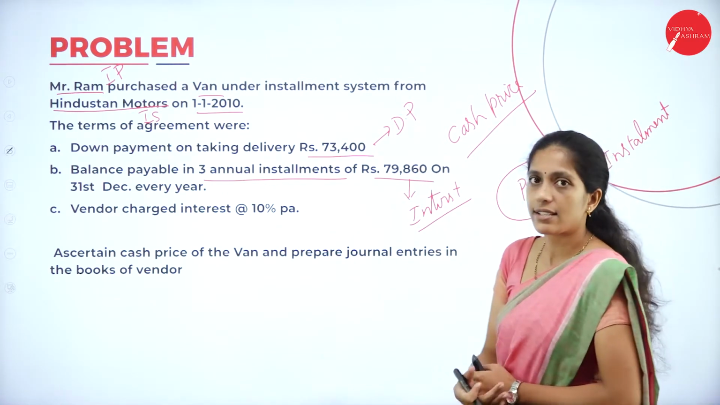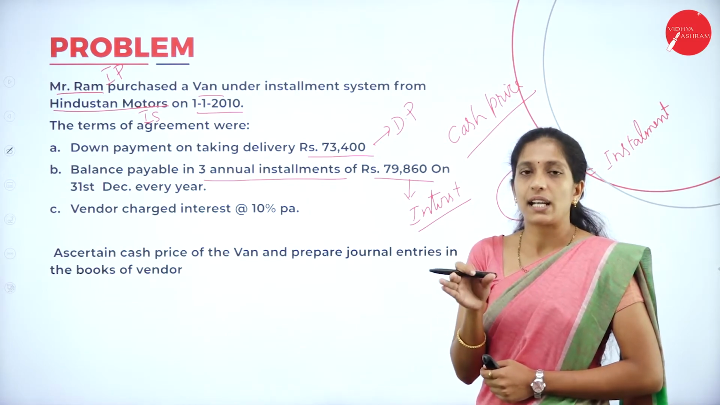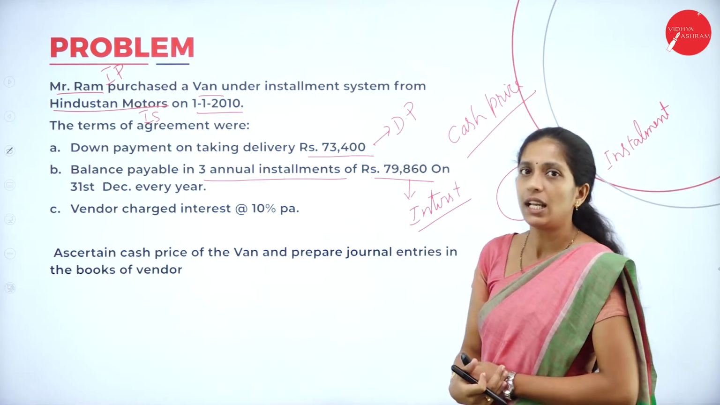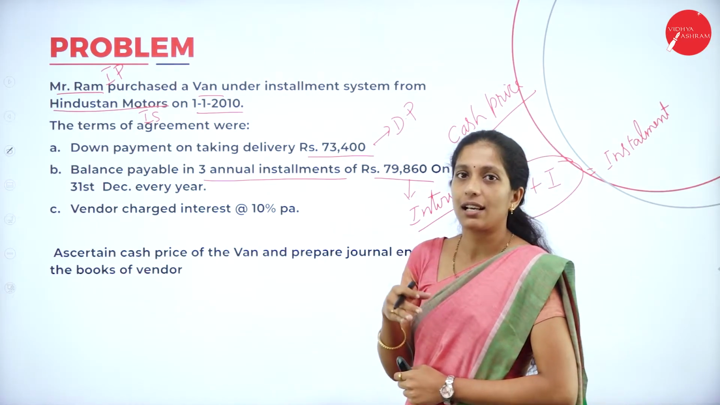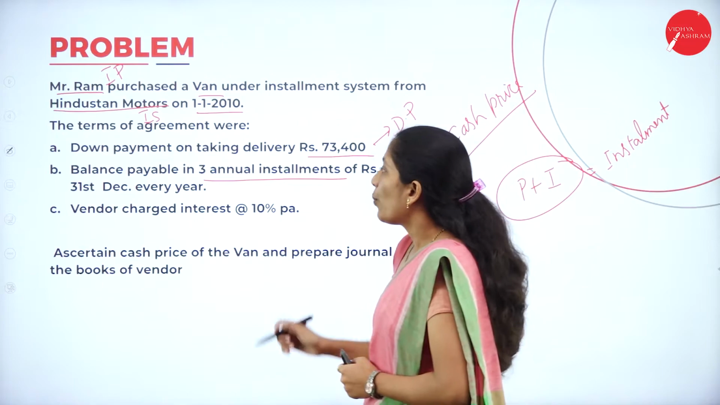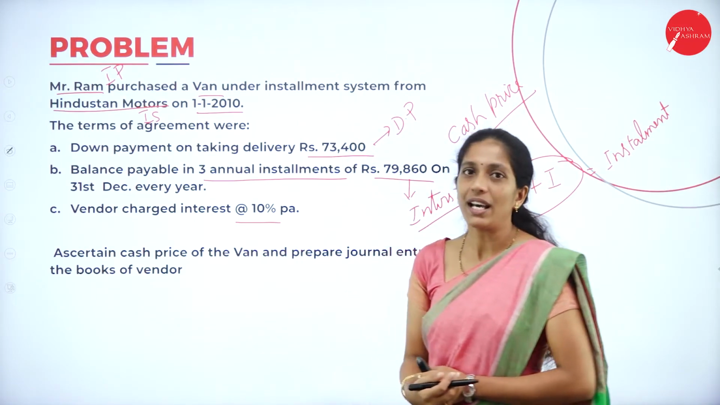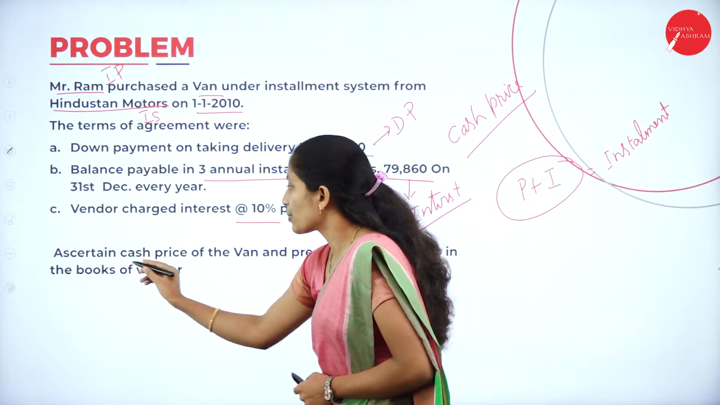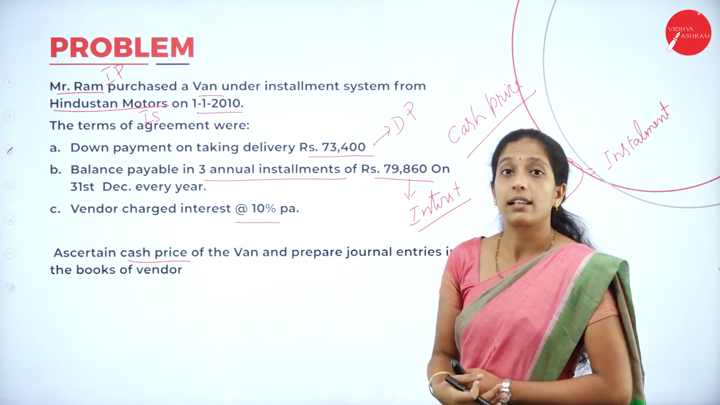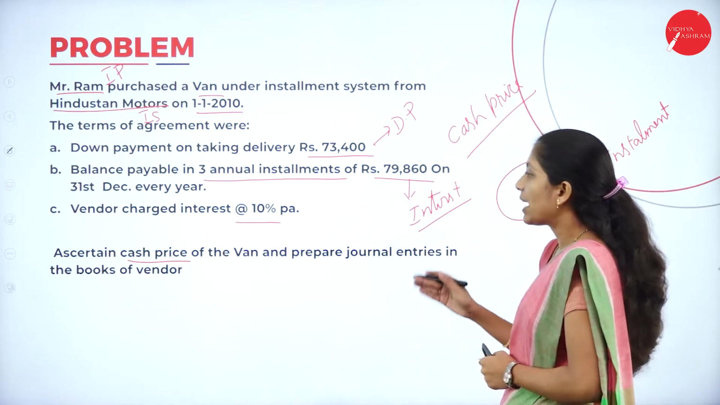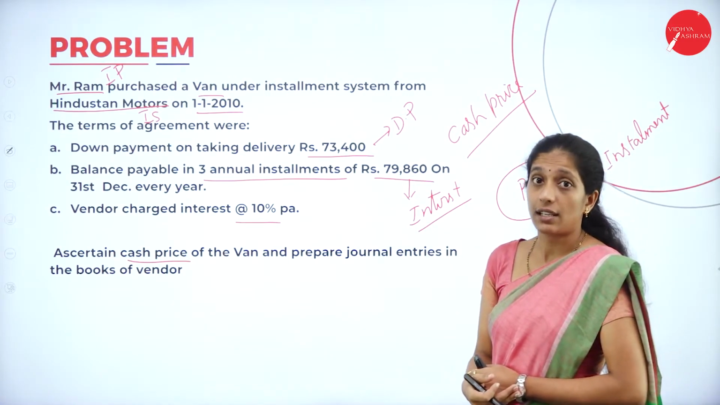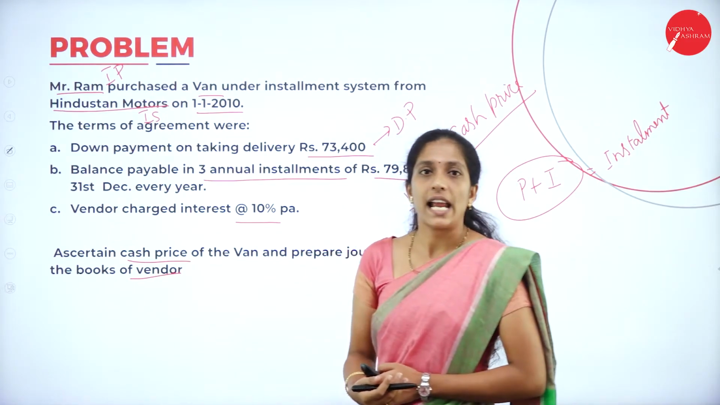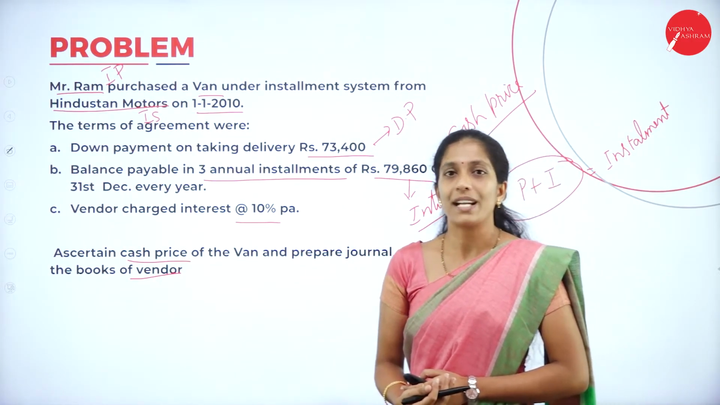That is 79,860, the installment amount they have given, inclusive of interest, payable on 31st December every year. That is, at the end of every year they make the installment. The vendor charges interest at 10% per annum. So the rate of interest is 10% per annum. Ascertain the cash price. I have told you we have to calculate the cash price of the asset and prepare journal entries in the books of the vendor. Vendor is nothing but the seller. So we have to prepare journal entries in the books of the installment seller.